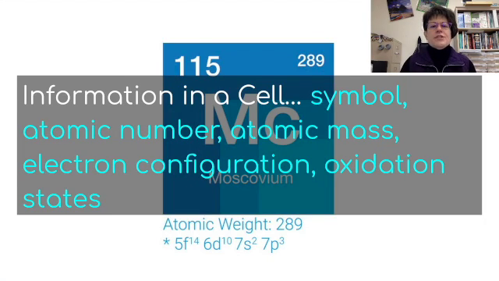Now, the information in the cells, typically on your periodic table that I have given you, you will see the symbol, the atomic number, the atomic mass, the electron configuration, and the oxidation states. And those things, for the most part, except for oxidation states, are shown in the picture in the background.